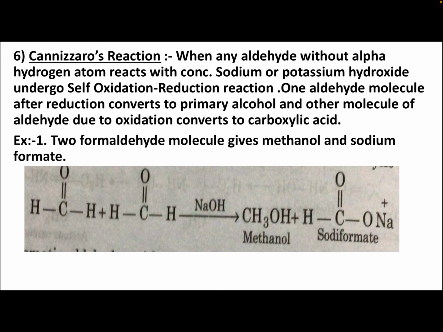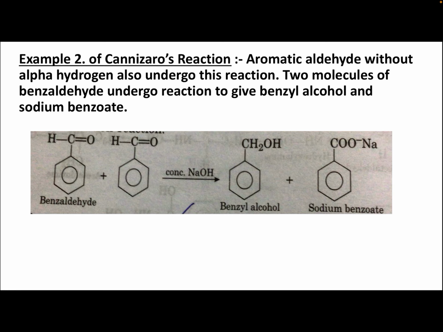In the presence of NaOH, one aldehyde molecule gets converted into methanol, another formaldehyde molecule gets converted into sodium formate. This is the Cannizzaro reaction. In the Cannizzaro reaction, two formaldehyde molecules give methanol from one molecule and sodium formate from another molecule. Example 2 of the Cannizzaro reaction.